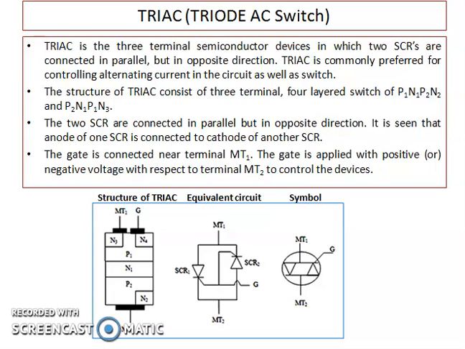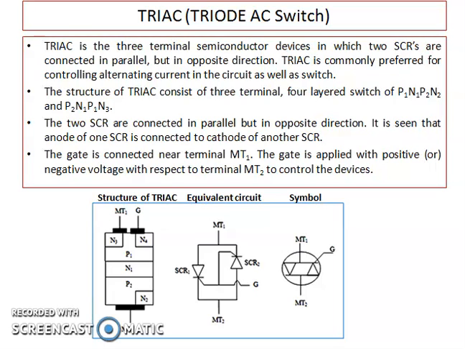the triode AC switch, which in general we call a triac. So a triac is a 3-terminal semiconductor device in which two SCRs are connected in parallel but in opposite directions. Triac is commonly preferred for controlling alternating current in a circuit as well as a switch. The structure of the triac consists of 3 terminals and a 4-layered switch of P1N2, P2N2 and P2N1, P1N3.